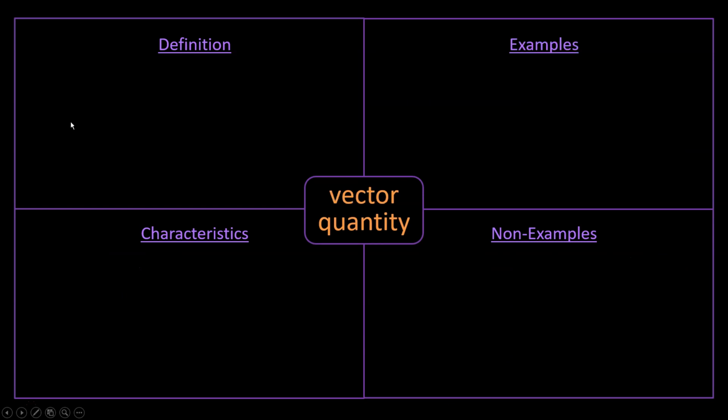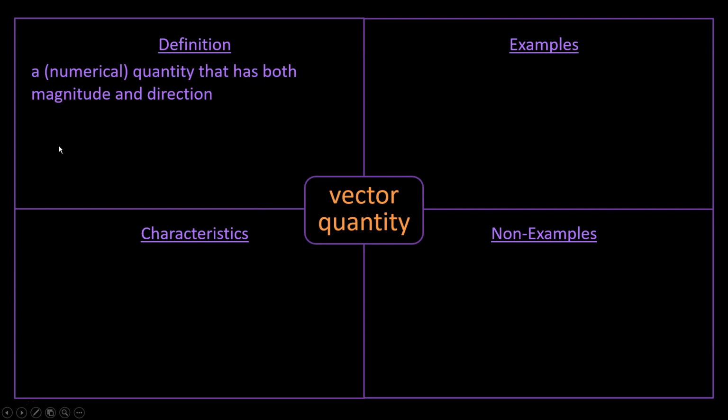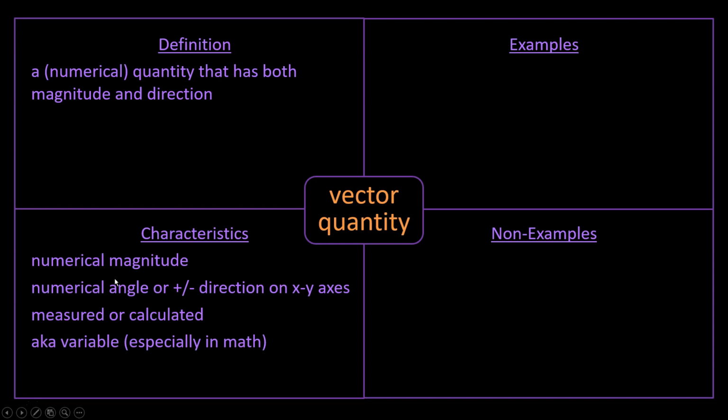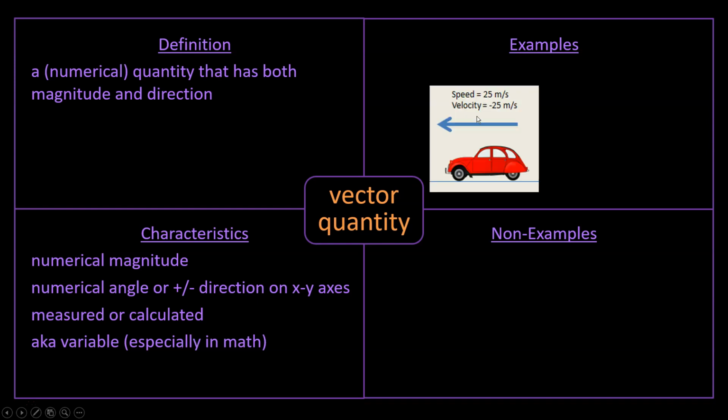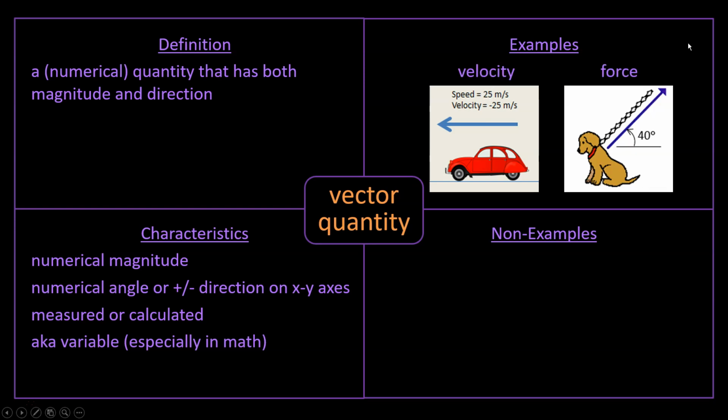Let's look at the opposite of a scalar quantity, which is a vector quantity. It's a numerical quantity again, but it now has both magnitude and direction. So its characteristics: a numerical magnitude, and it has a numerical angle or a plus or minus direction on the x or y axes. It's measured or calculated, and again, we often refer to this as a variable, especially in math class. Some examples. We have velocity and force. Here, the velocity is negative 25 meters per second. The negative sign means that it's moving to the left, and the 25 is the magnitude.